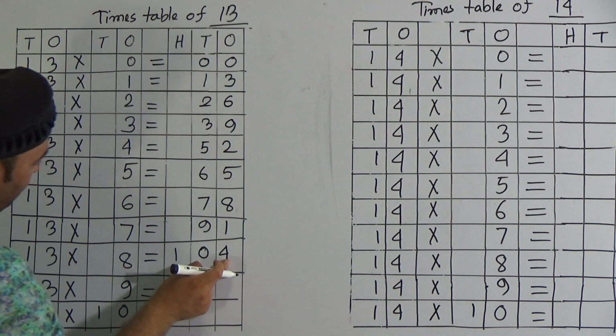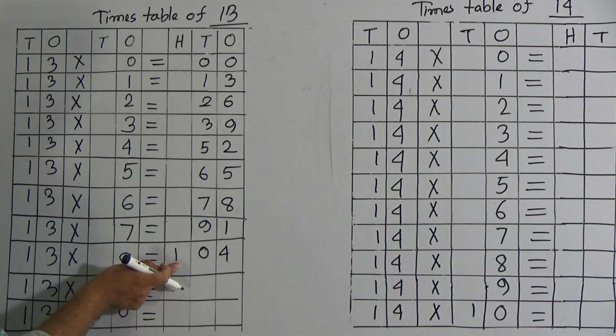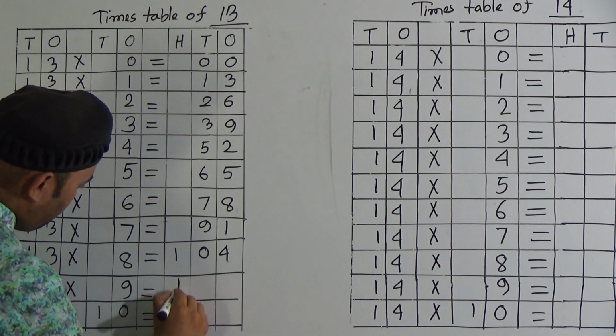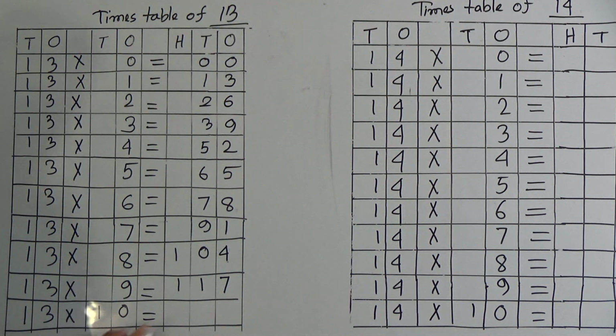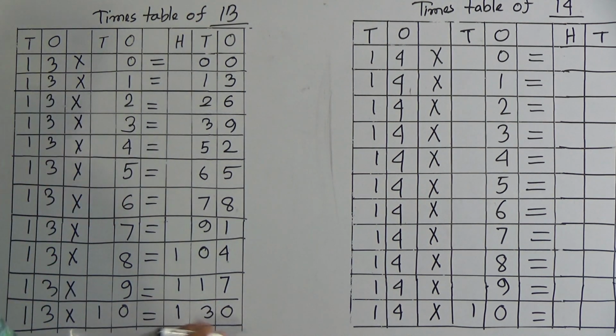104. 4 in the 1's place, 0 in the 10's place and 1 in the 100's place. 13 nines are 117. 13 tens are 130. Hope you understood this one.